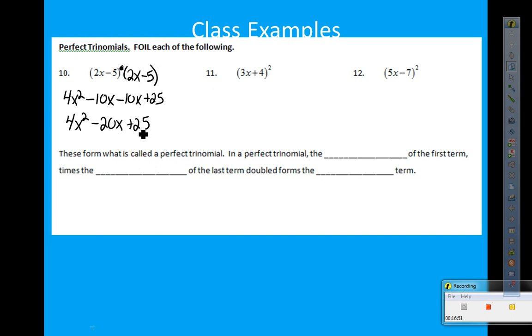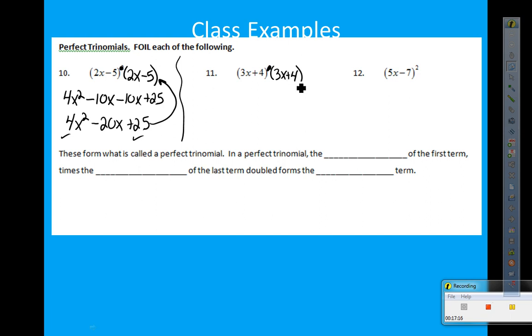Of course, why am I showing you this? Because we're going to go from here to there here in a little bit. But there's a shortcut to it. Notice this again. You know the square root of 4 and you know the square root of 25. Here goes number 11. 3x plus 4 quantity squared. Get rid of this 2 and write 3x plus 4 right beside it.